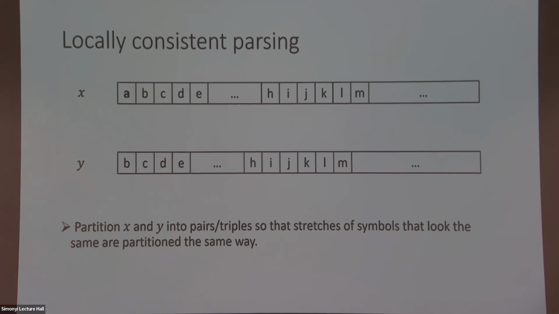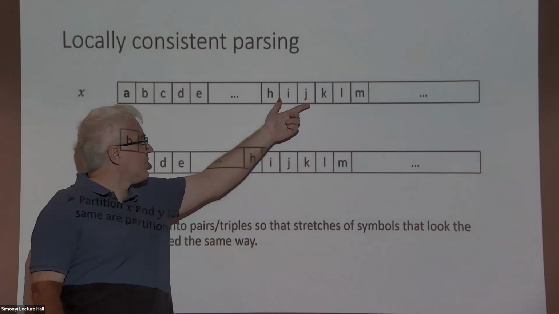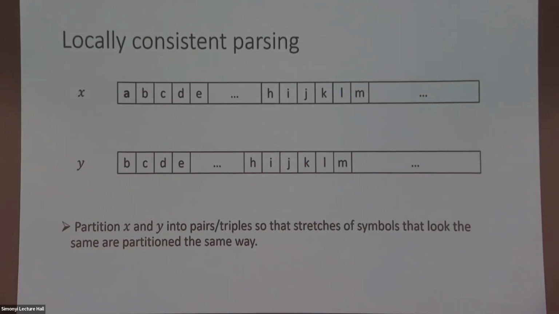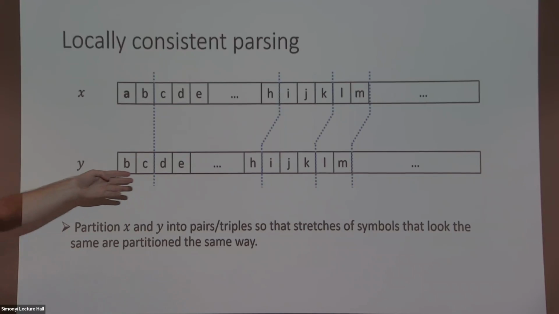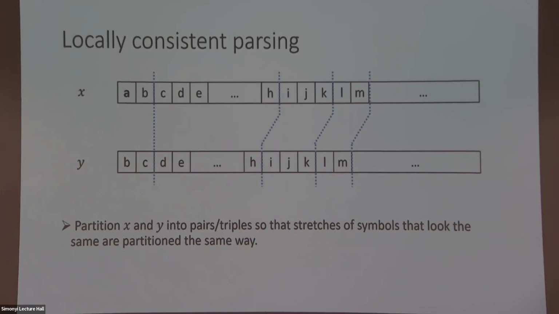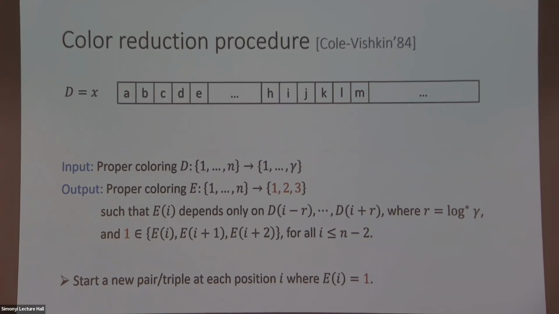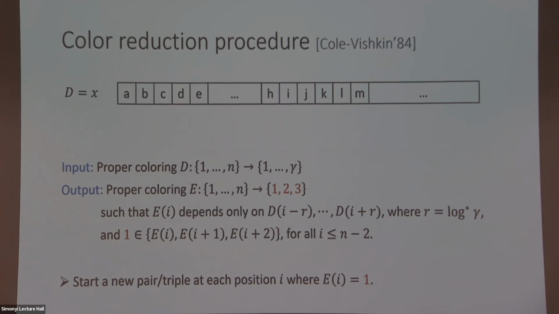I don't want to do that, so I need some scheme which partitions these two strings in such a manner that the parts which look the same are divided in the same way. I guess one could use randomness to do that, but there is a deterministic, beautiful result by Cole and Vishkin. So this is kind of what I want, and there is a beautiful result by Cole and Vishkin which can do this kind of stuff.